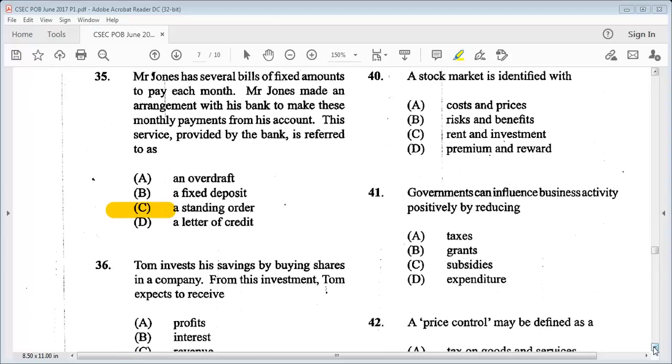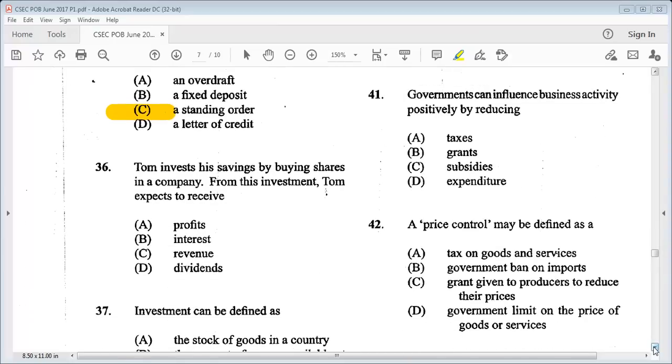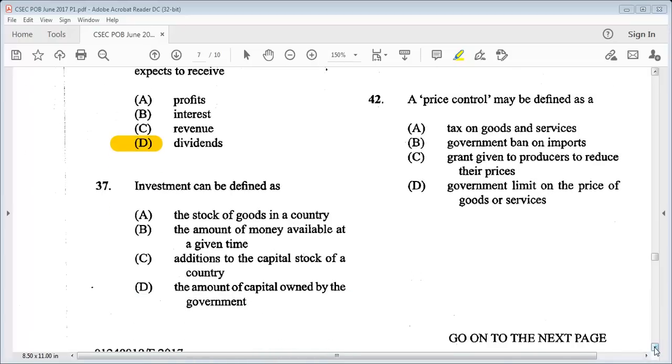36 says, Tom invests his savings by buying shares in a company. From this investment, Tom expects to receive D, dividends. 37. Investment can be defined as C, additions to the capital stock of a country. So let's go on to 38.